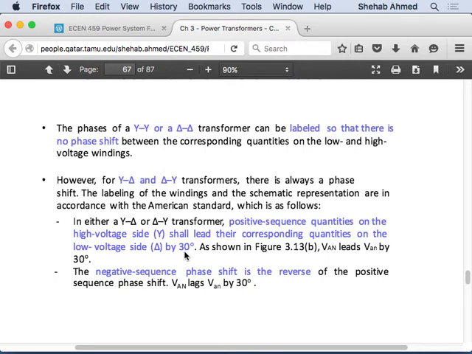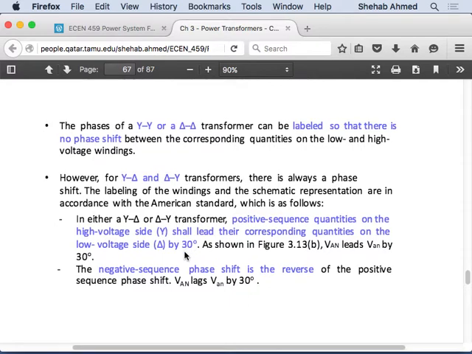by 30 degrees. I will explain this in drawings, but this is the standard for connection of transformers. You always have the high voltage side leading by 30 degrees. Why is that? We will look at the connection right now. And this is for positive sequence voltages applied.